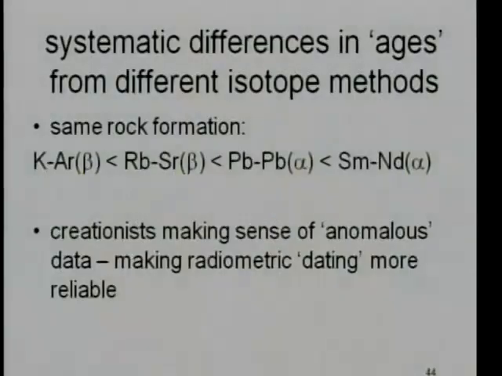But creationists were doing this work and looking at how using different isotopes, it actually systematically gave you different ages. And this was the trend that was discovered, that the ages that came from these different methods actually corresponded to the type of radiation emitted and the half-life of the elements concerned.